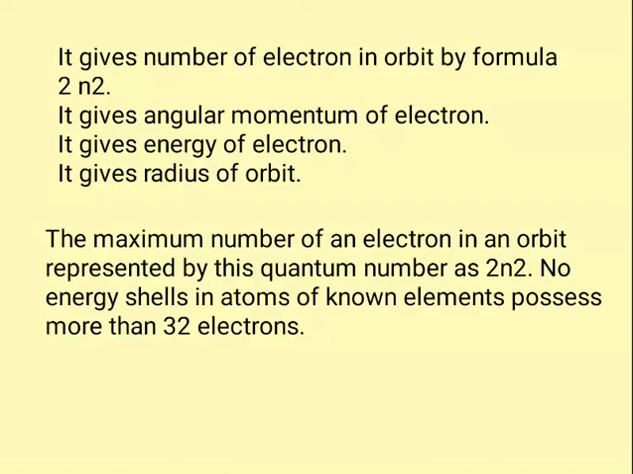And if we can find the energy, that means we can also find the radius of that orbit. How? Using the formula rn = r0 × n²/Z. So that's how distance or the radius can also be calculated.